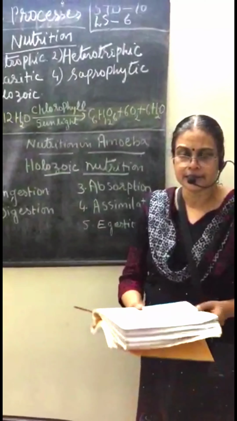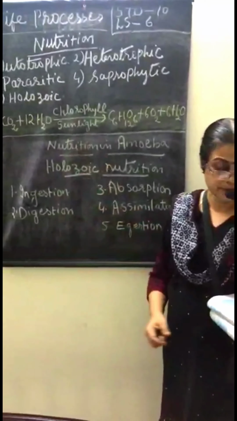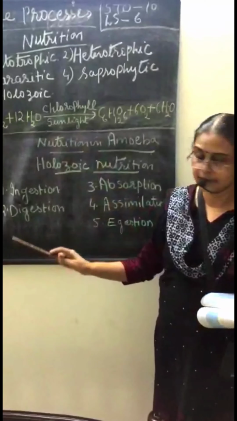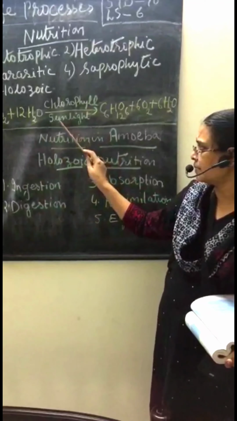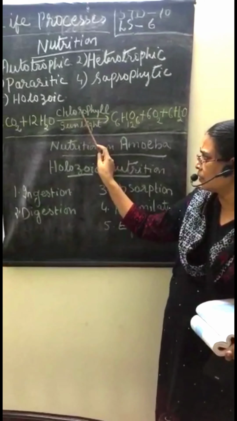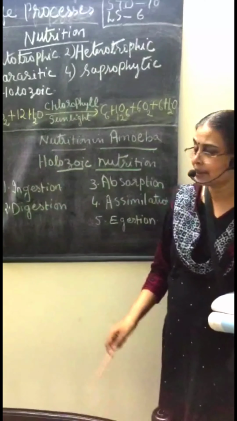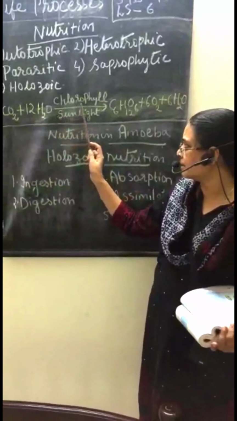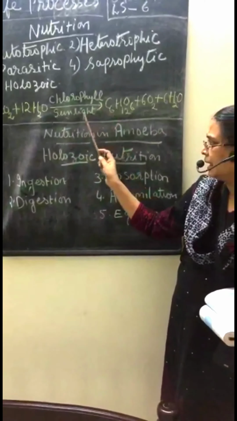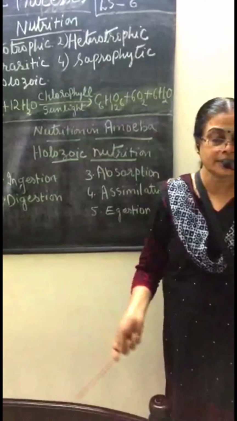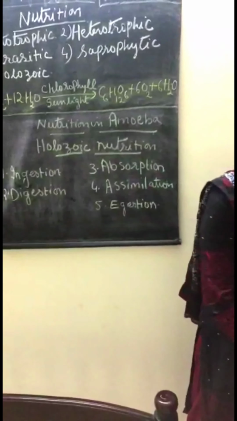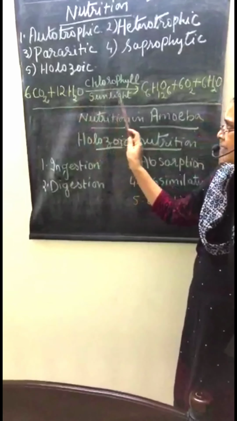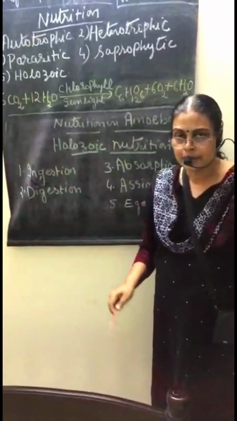There are three events taking place at the time of photosynthesis. First is the absorption of light energy by chlorophyll. Then the conversion of light energy into chemical energy by splitting water molecules into hydrogen and oxygen, and the reduction of carbon dioxide into carbohydrates. These are the three events that take place during photosynthesis.